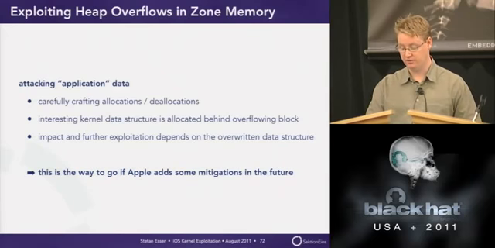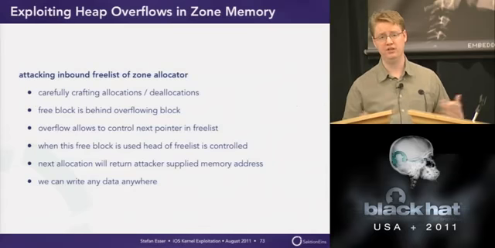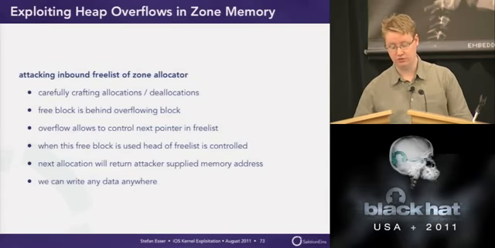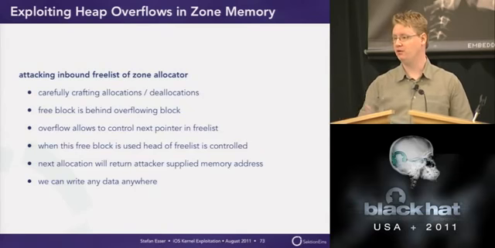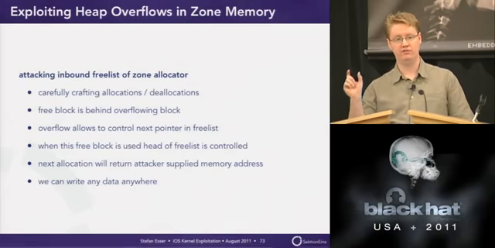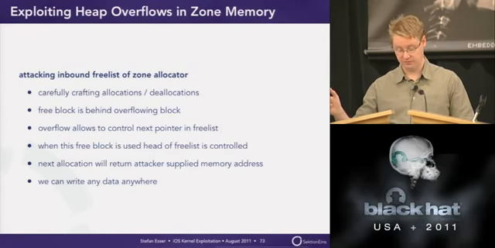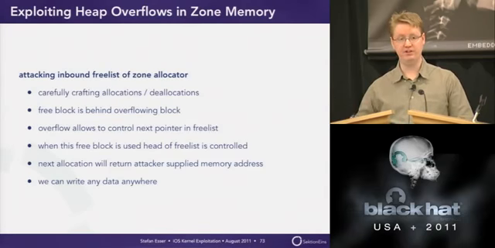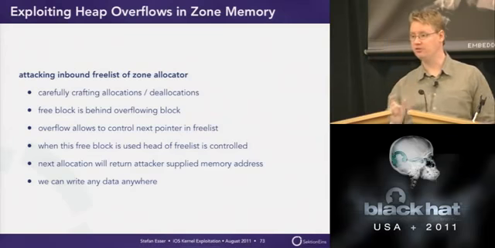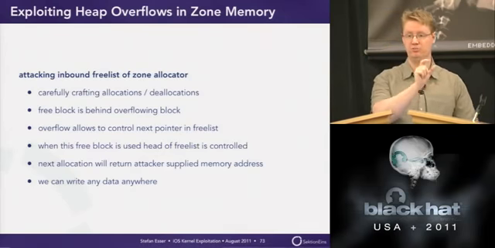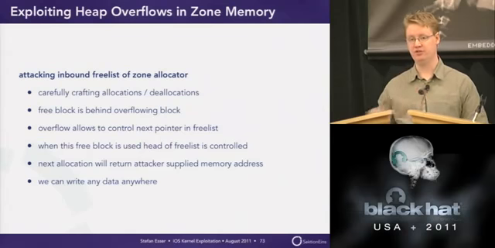Right now, we just exploit the free list of the zone allocator. So what we do here is we allocate and deallocate again and control the heap so that we have a free block behind our overflowing block. And when we overflow the block, we control the first 4 bytes of the free block, which means we overwrite the next element in the free list. And so now when this free block is allocated, the pointer from there is taken and put on the top of the free list. So afterwards, the next element that is allocated will actually be the pointer we gave it. And when this is returned and filled with application data, we can write nearly everything everywhere.